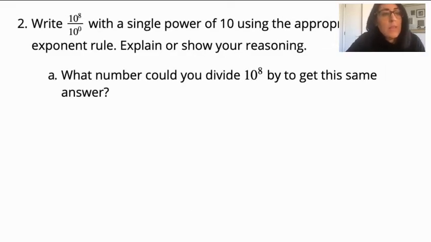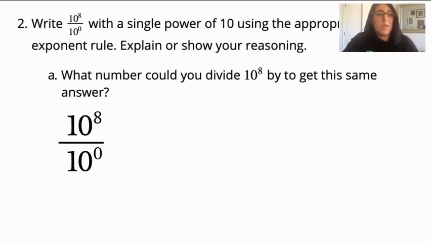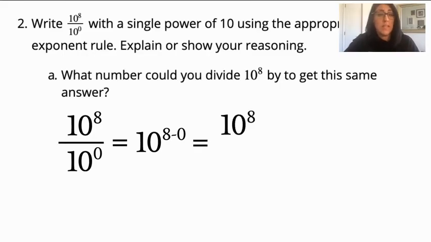Write 10 to the 8th divided by 10 to the power of 0 with a single power of 10 using the appropriate exponent rule, which would now be to subtract the exponents. So 10 to the 8th over 10 to the 0 would be equivalent to saying 10 to the 8 minus 0, which would just be 10 to the 8th. But then it asks you, what number could you divide this by to get that same answer? And that also would be to divide by 1. That's going to also give you 10 to the 8th.